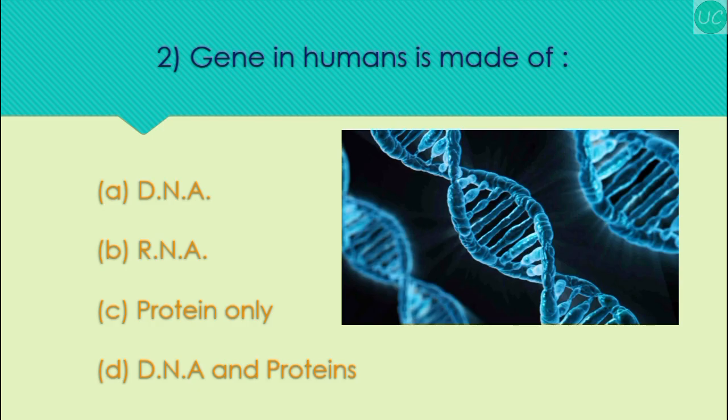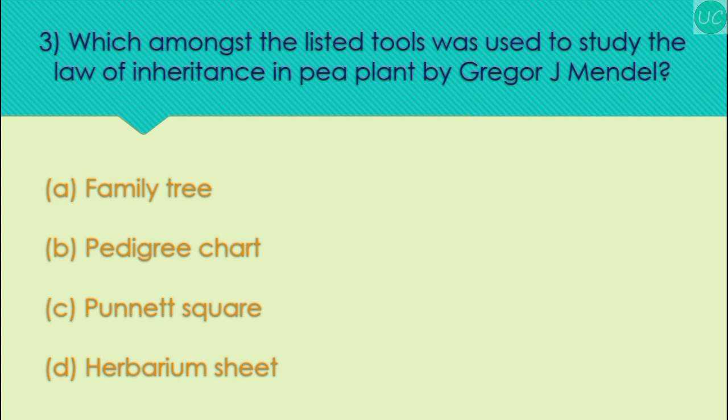Our second question is gene in humans is made of. So the correct answer is DNA, that is deoxyribonucleic acid. Okay. Our third question is which amongst the listed tools was used to study the law of inheritance in pea plant by Gregor J. Mendel. So the correct answer is Punnett square.